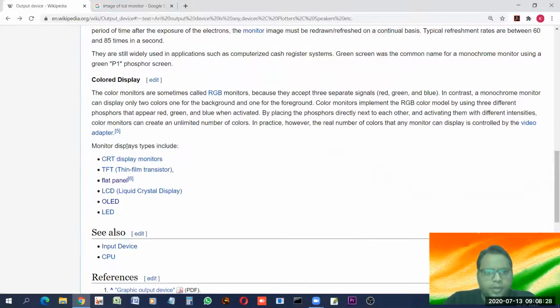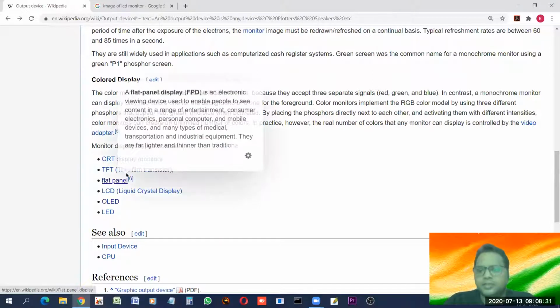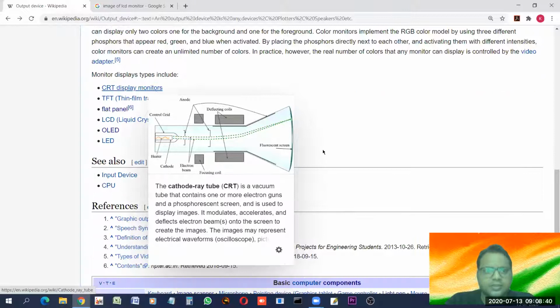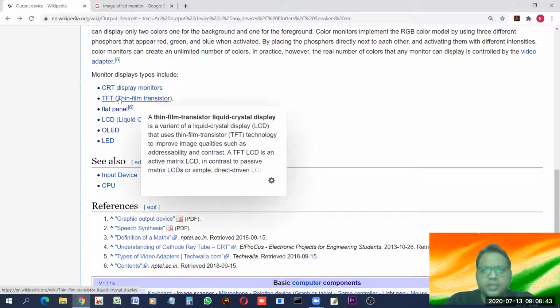Now, monitor display types include various technologies of making monitors. One is CRT, which is what we just discussed. One is thin film transistor. A thin film transistor, also known as TFT LCD, liquid crystal display, is a variant of liquid crystal display that uses thin film transistor technology to improve image quality, such as addressability and contrast. A TFT LCD is an active matrix LCD, in contrast to passive matrix LCD or simple direct driven LCDs.